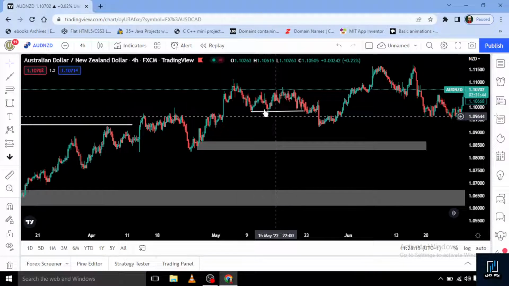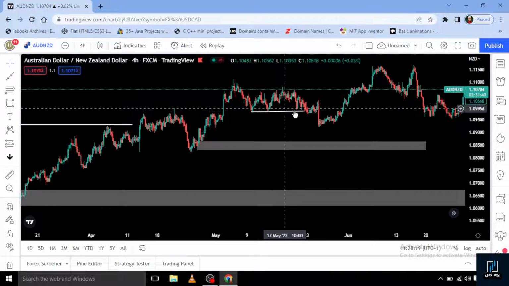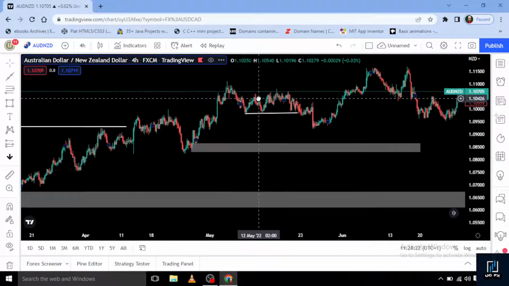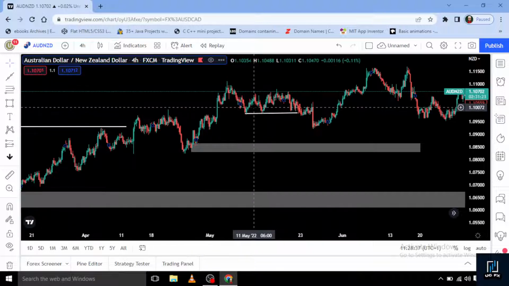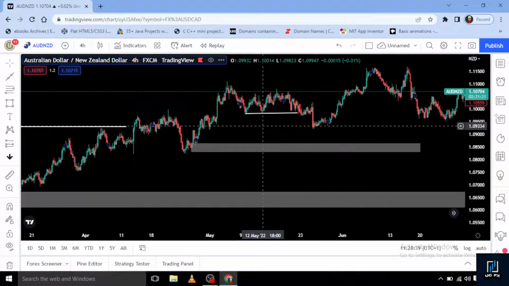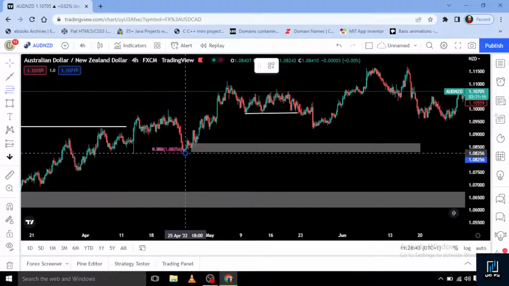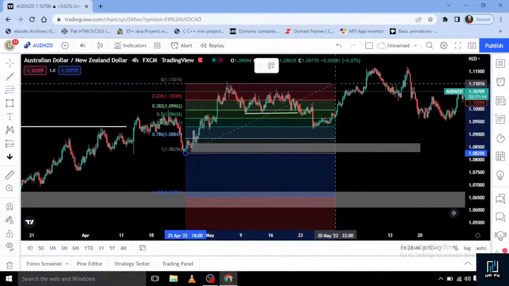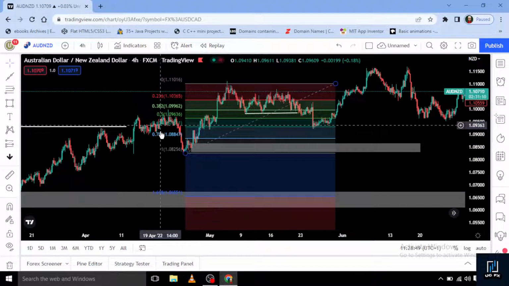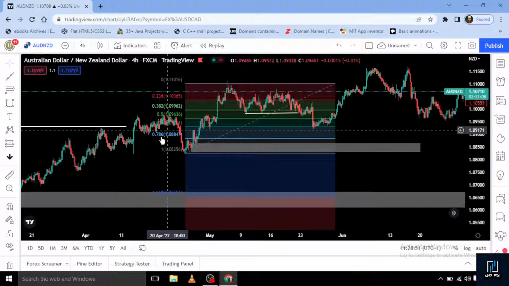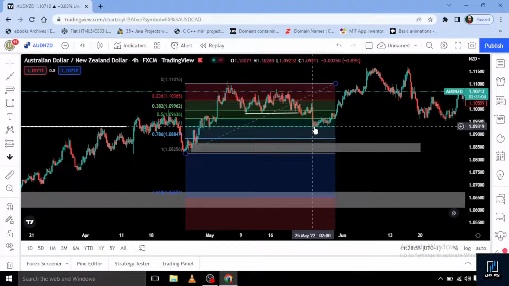So after price formed this liquidity inside this area, we want to see price come into our discount level. So we need to take our Fibonacci from these lows to these highs. As you can see, price nicely came into our discount level, which is the 0.618 and 0.786 of the Fibonacci tool. So price tapped into this discount level.